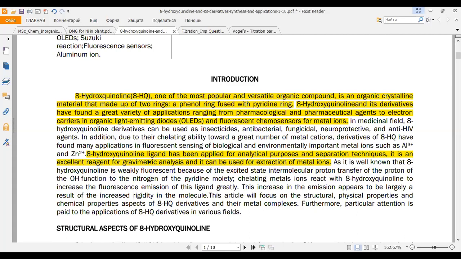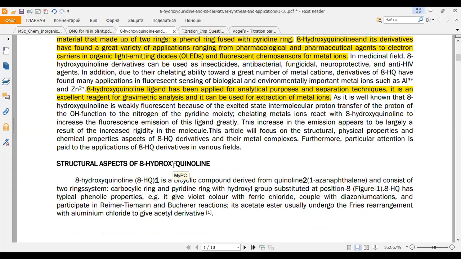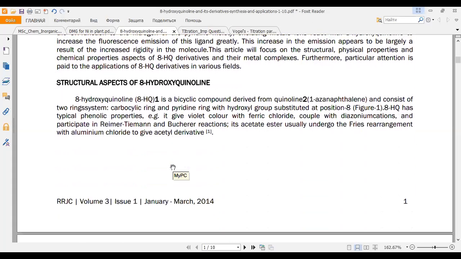Okay, 8-hydroxyquinoline reagents and ligands have been applied for analytical purposes and separation techniques. It is an excellent reagent for gravimetric analysis, and it can be used for extraction of metal ions. So this is more important for us. The 8-hydroxyquinoline is used in extraction of metal ions. Okay, and that is useful for the topic that we are discussing now, gravimetric analysis. Gravimetric means, like we did with nickel DMG, you separate the compound and then you weigh it, you get the information from the weight.